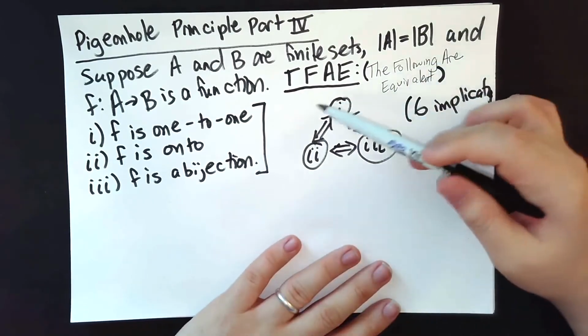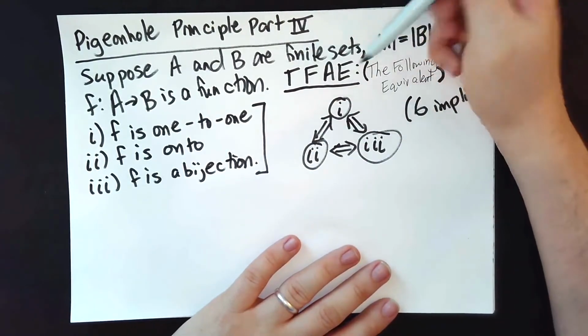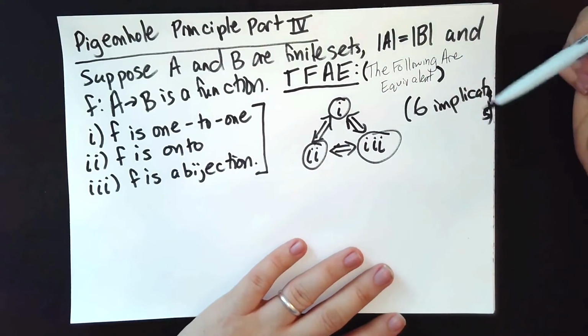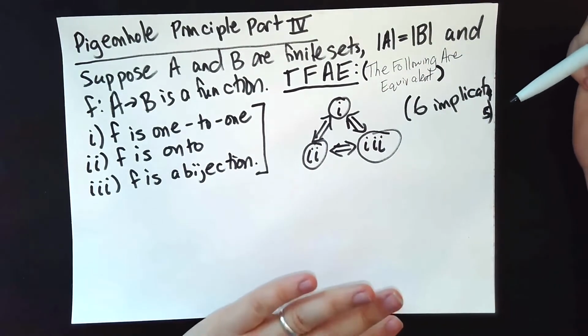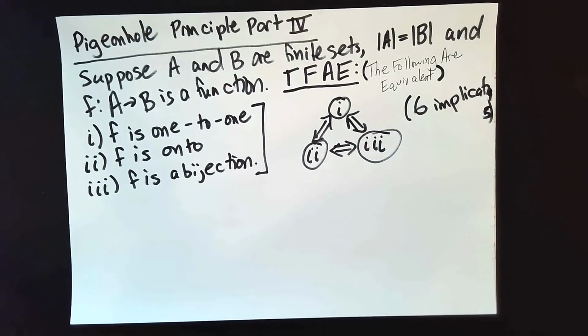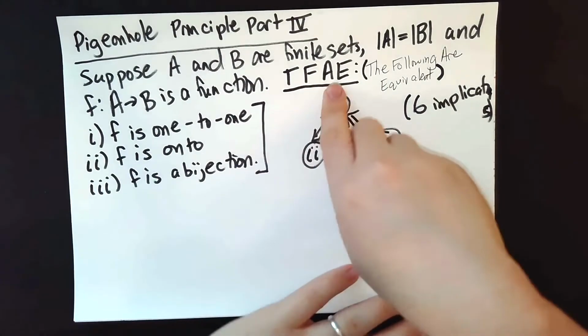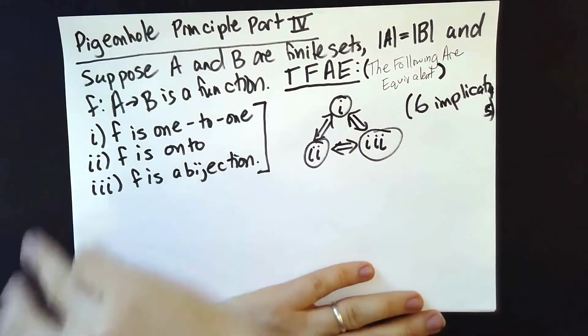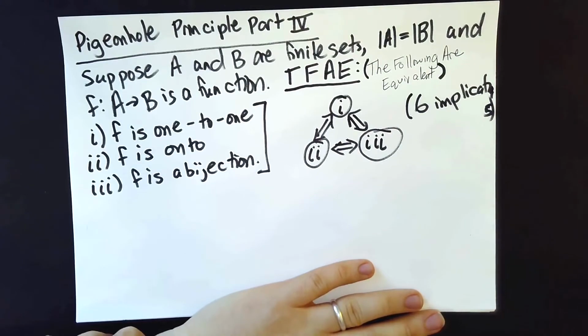And so when someone gives you a TFAE theorem, they're giving you a whole bunch of implications, and you can use any one of those implications anytime you want. Now, I'll go ahead and note, how would you actually prove a TFAE statement? You probably will not have to do this as an undergraduate, but what does a proof look like?